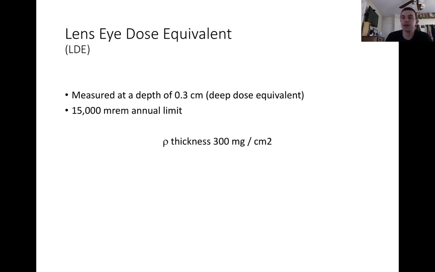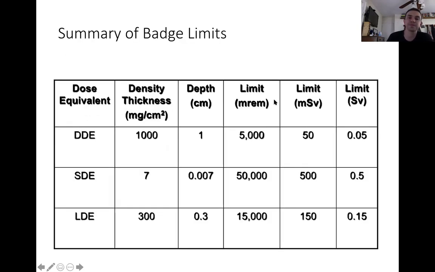And then the lens of the eye is treated differently than other organs, solely because of the known risk of developing cataracts from radiation exposure. So there's a lower limit than other organs. It's also a different depth, just to mimic sensitive structures in the eye. So this is a good slide. It's a good summary slide talking about the depth that the dose is measured at and the limit for that specific dose.